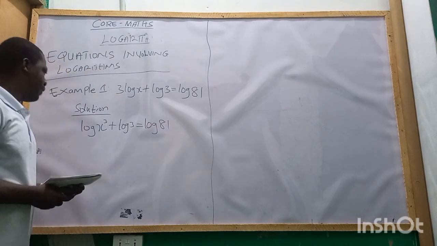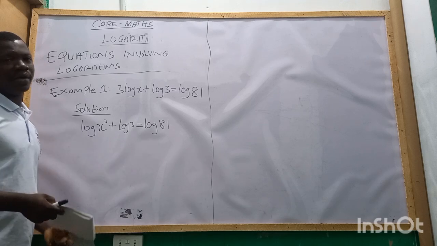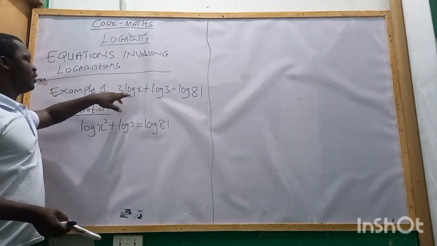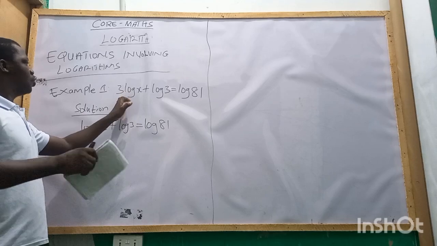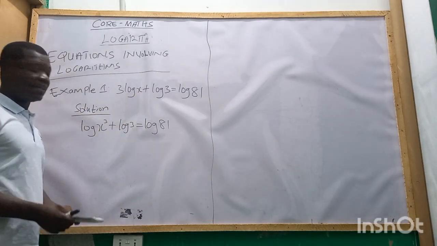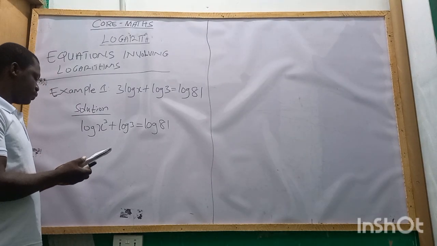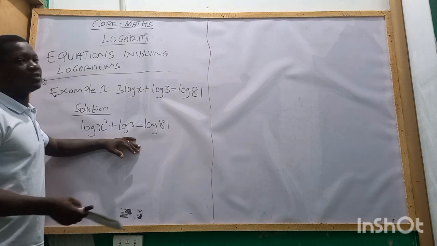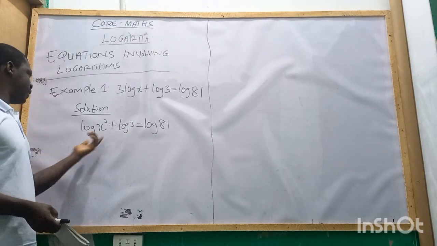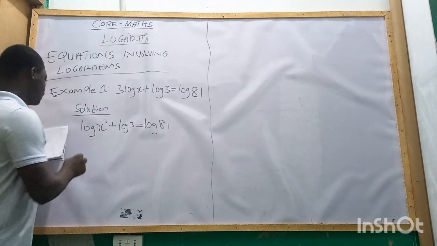So I have log x cubed plus log 3 equal to log 81. So this is the first thing that you do. Anytime you are solving a log and there's a number or variable in front of the log, you move it to the right hand side to be an exponent of whatever is there. That's what we have done. And remember the laws of logarithm. Whenever they are adding, you multiply. So we are going to multiply log x cubed plus log 3.